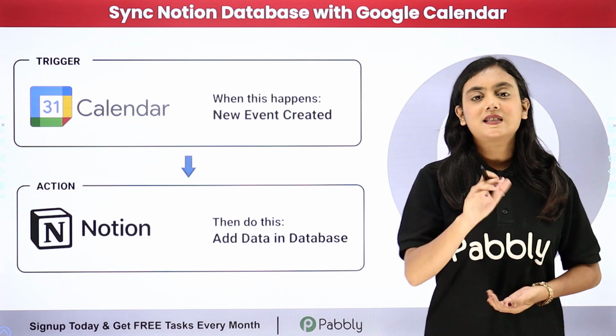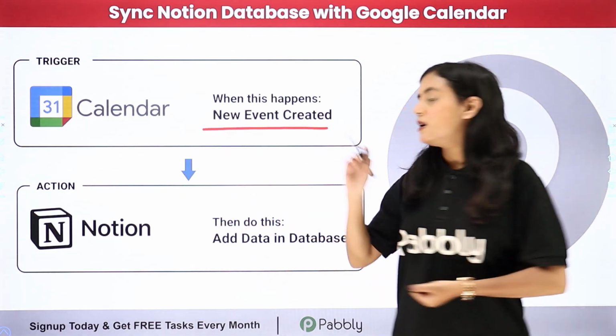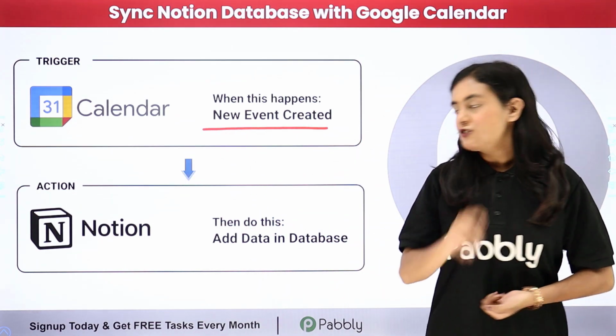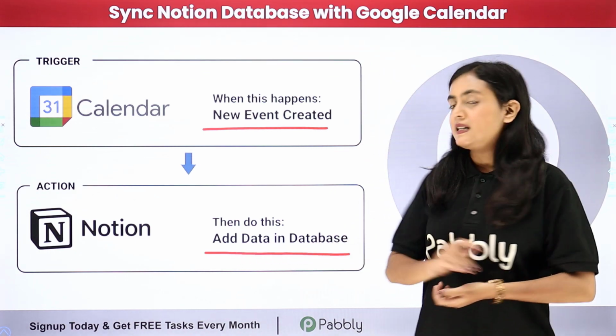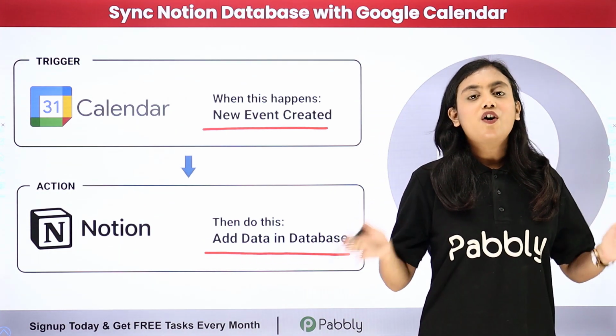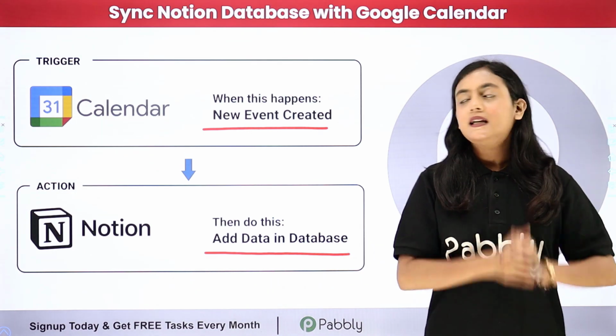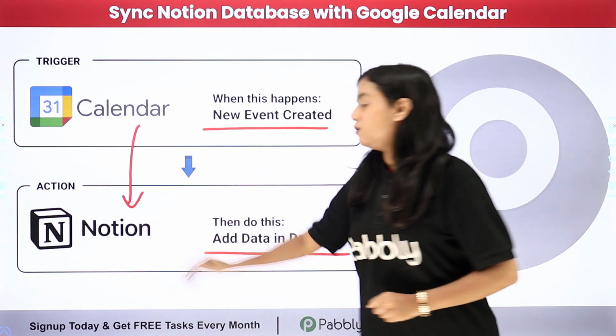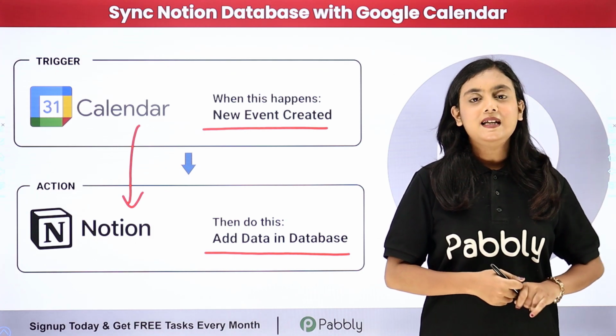So here my objective is that as soon as I'm going to create a new event in my Google Calendar, automatically I want to add the data of the event that we are creating in my database in my Notion account. For that, what we are going to do is we're going to simply create an automation between Google Calendar and Notion with the help of Pabbly Connect.